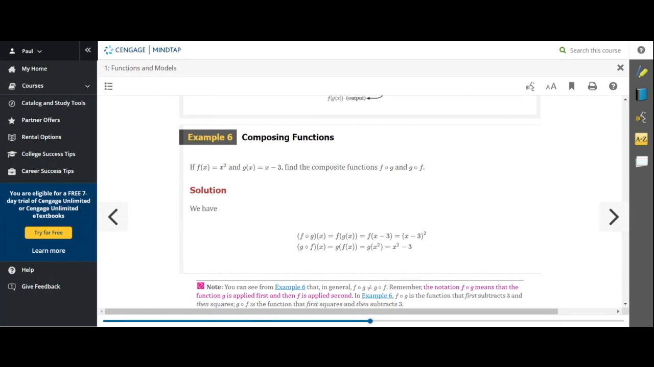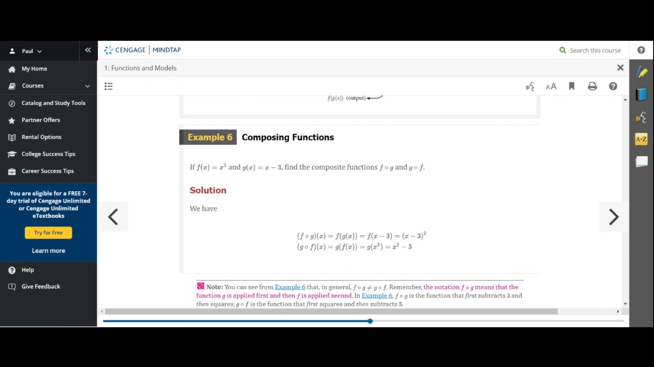That's f composition g. On the other hand, in example 6, g composition f would be g of f of x. So f of x is defined as x squared. So g composition f would be g of x squared, which is then x squared minus 3, because you substitute the x squared in for the x in g of x. So they have a nice example of that.